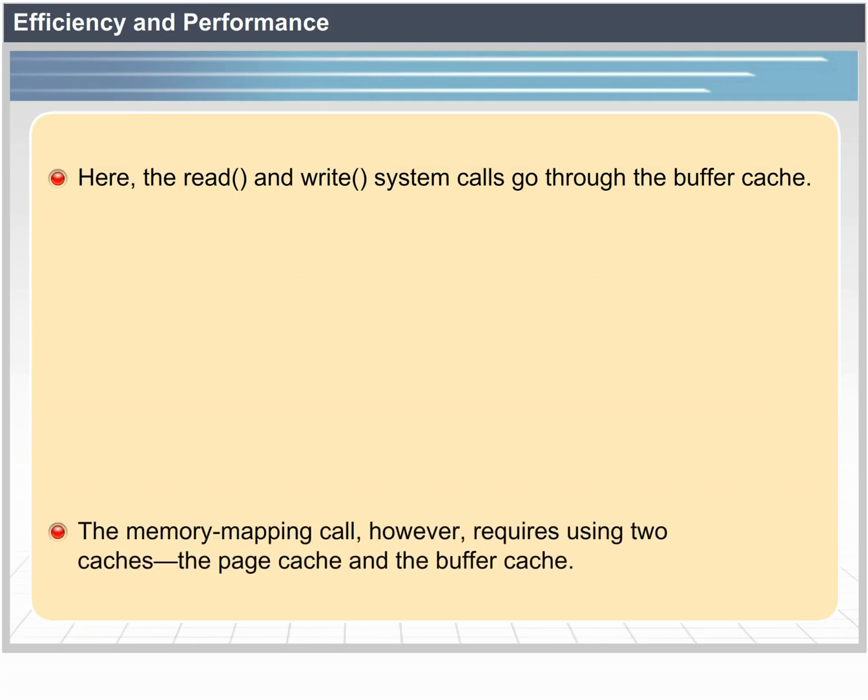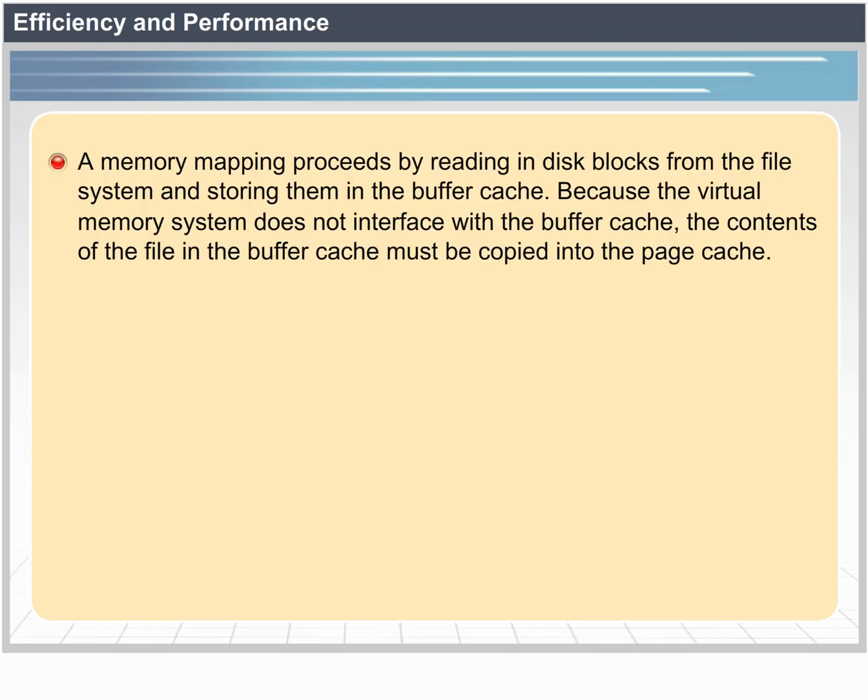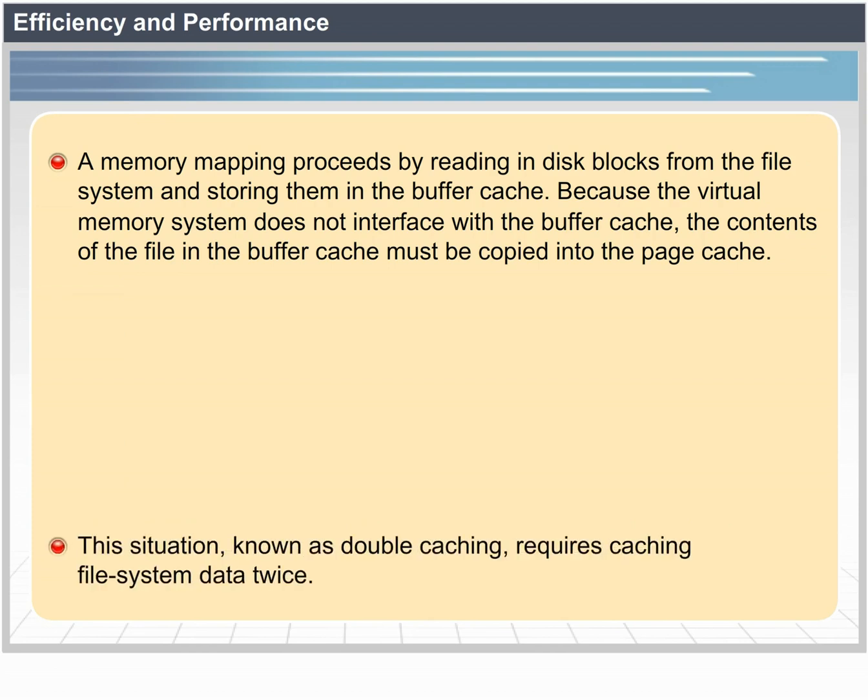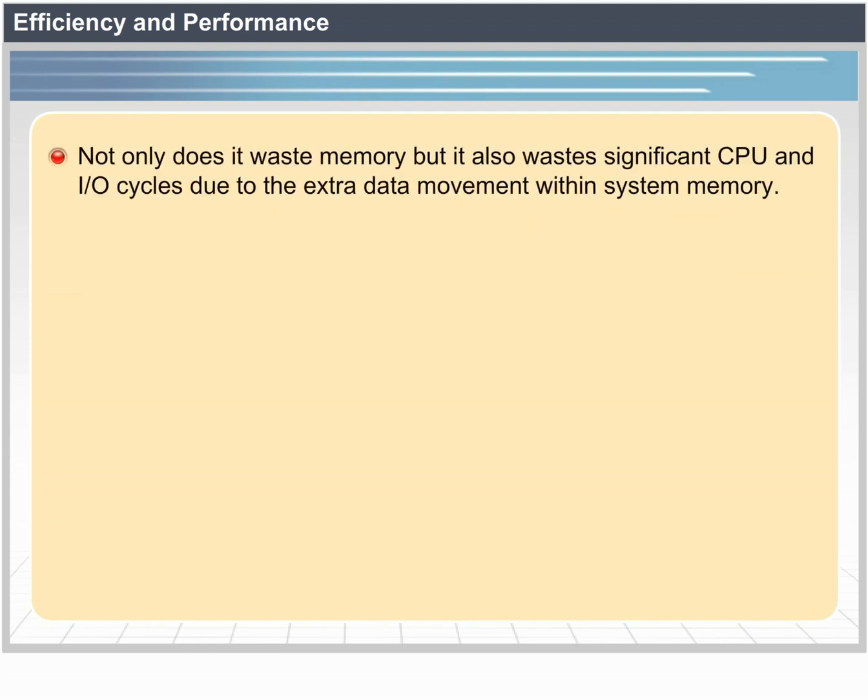A memory mapping proceeds by reading in disk blocks from the file system and storing them in the buffer cache. Because the virtual memory system does not interface with the buffer cache, the contents of the file in the buffer cache must be copied into the page cache. This situation, known as double caching, requires caching file system data twice. Not only does it waste memory, but it also wastes significant CPU and input-output cycles due to the extra data movement within system memory. In addition, inconsistencies between the two caches can result in corrupt files.